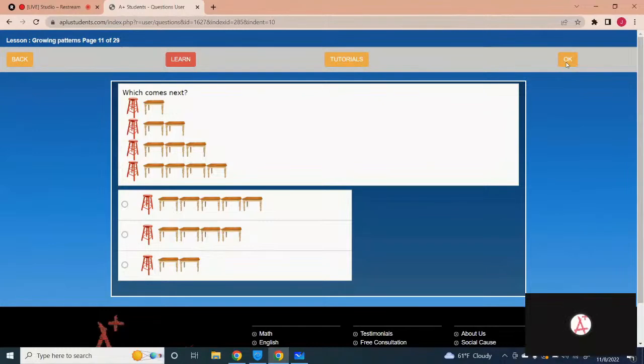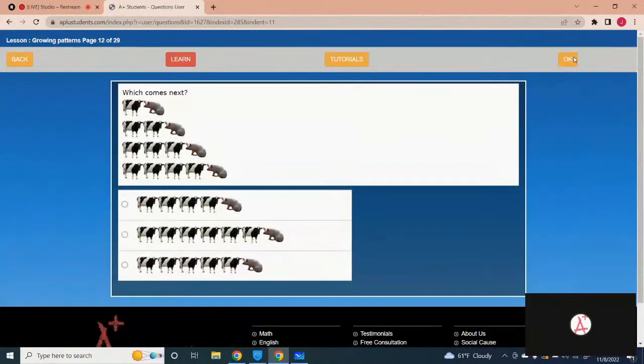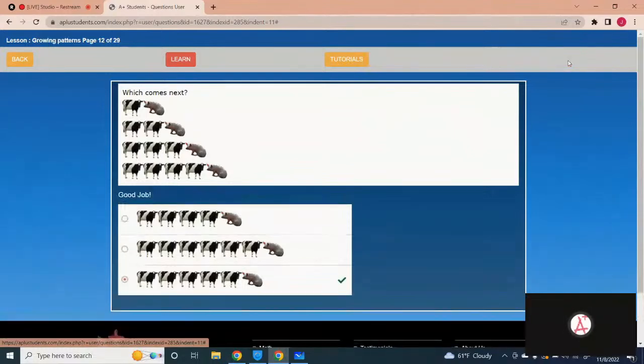Very good, Alex. Okay, which option is the correct one? Yes, again, option number one is the correct one. Just select the correct option and click on the OK button. Very good. Okay, which option is the correct one? Option number three is the correct option. Just select the correct option and then click on the OK button.